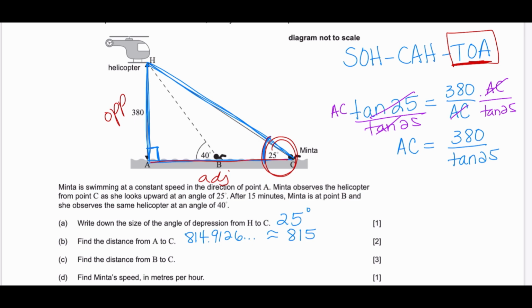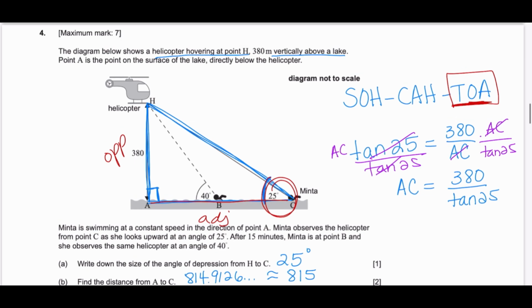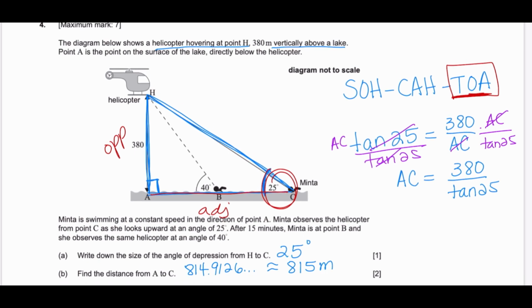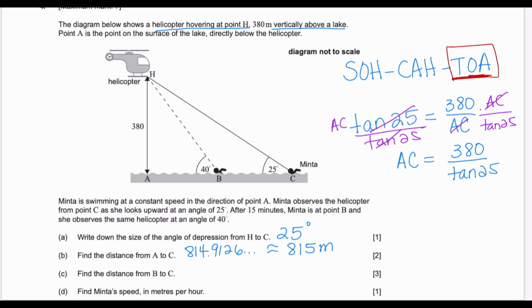And the units here are going to be in meters. So the final answer is 815 meters. Are there other ways to figure out the answer? Yes, of course. If you wanted to, you could figure out each piece individually, but honestly, it's going to be a whole lot more work. So in this particular case, I think looking at the triangle completely is going to make your life a little bit easier. So now they ask you to find from B to C.